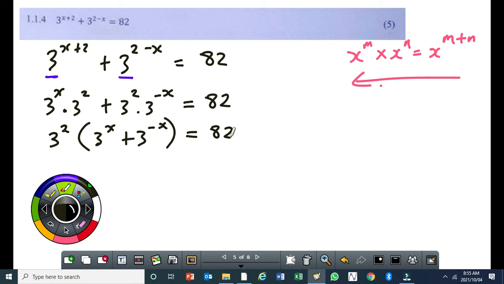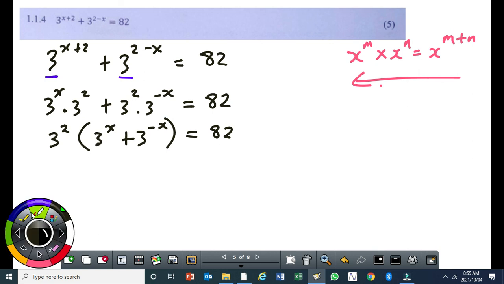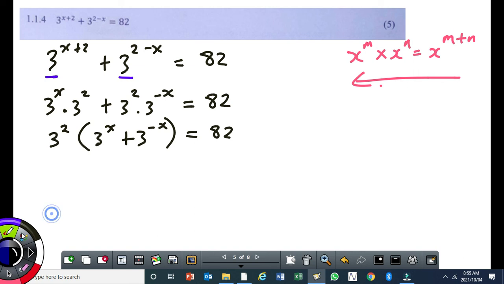Are you following that? I'm sure you can see that this 3 squared here is equal to 9. But 82 is not a multiple of 3 squared. Right? So you may have to manipulate this. To do the manipulation, this becomes 3 squared times 3 to the power of x plus 3 to the power of minus x. This is equal to 81 plus 1.